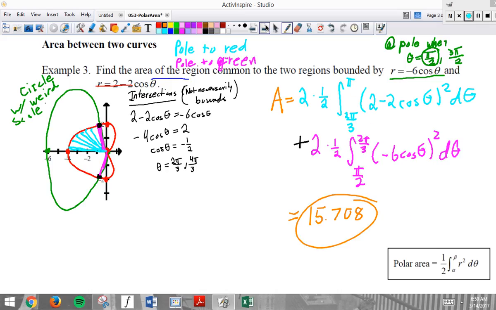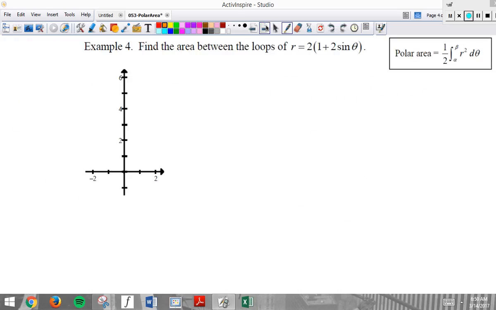One more problem. Find the area between the loops of r equals 2, and so on. So the area between the loops. So first, let's draw this. You should know that this is a limacon.